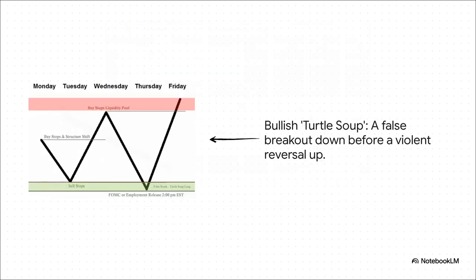Okay, now this next one is a really powerful pattern. It's called turtle soup long. Here's how it works. The market consolidates for the first few days of the week, just building up liquidity below the weekly low. Then on Thursday, and this is often tied to a huge news event like the FOMC, price makes a sudden, sharp move down, running all those sell stops. But it's a fake out, it's a false breakout. The market then reverses, and I mean violently reverses, and starts gunning for the buy stops that are resting way up above the weekly high.